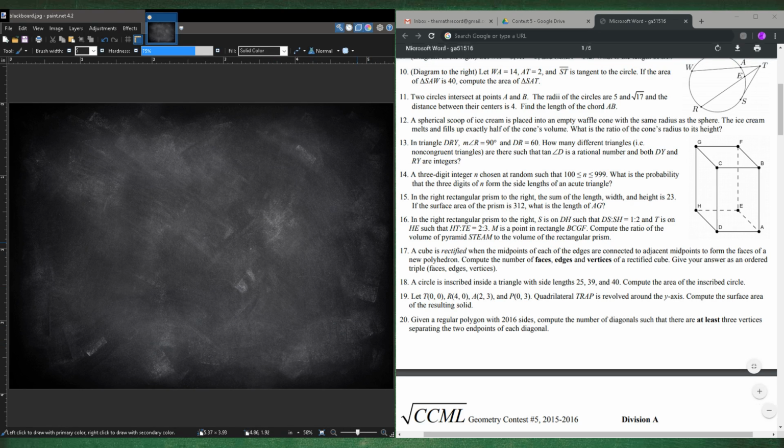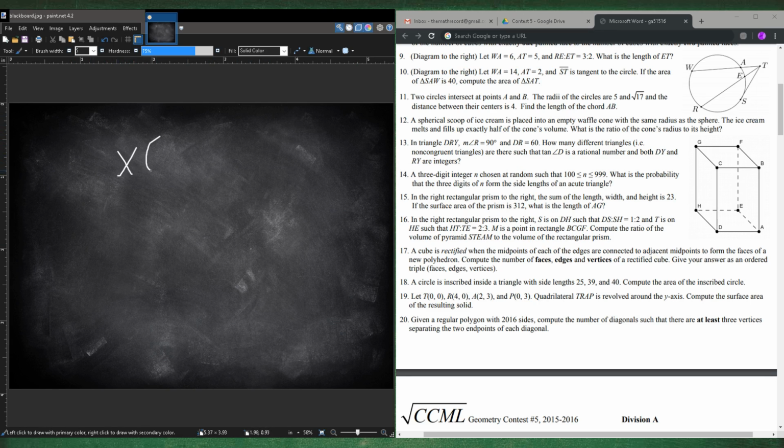Number 20. Given a regular polygon with 216 sides, compute the number of diagonals such that there are at least 3 vertices separating the endpoints of each diagonal. Okay, the general idea for finding the total number of diagonals is x, the number of sides, times (x minus 3), divided by 2.